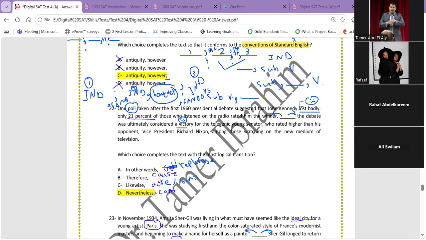Here he said lost badly, and here a victory for the younger senator who rated higher than his opponent, Vice President Richard Nixon, among those watching on the new medium of television. And here radio and here television.